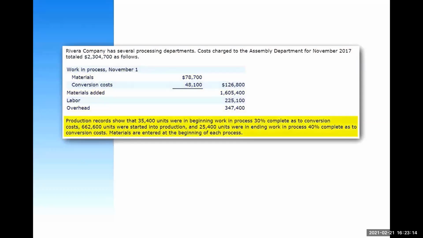The production records show that 35,400 units were in beginning work in process, 30% complete as to conversion costs, and 662,600 units were started into production, and 25,400 units were in ending work in process, 40% complete as to conversion costs. Materials are entered at the beginning of each process.